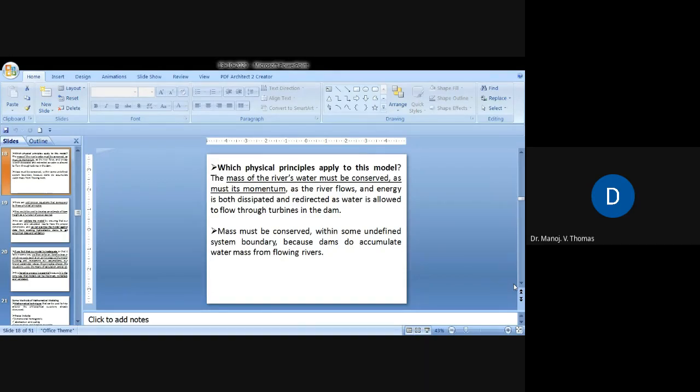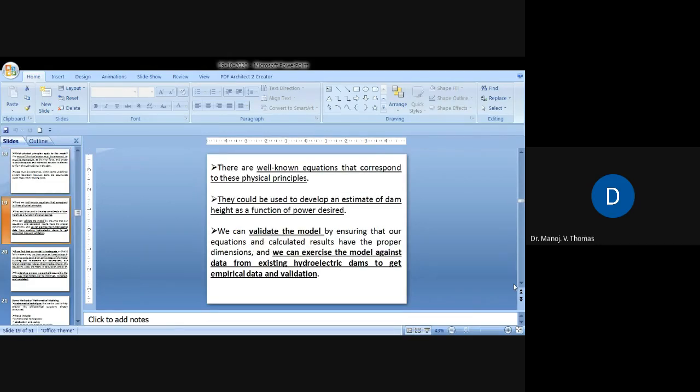Which physical properties are present in this model? The matter of the river's water must be conserved. I'm giving some examples. The mass of the river's water must be conserved, as must its momentum. As the river flows, the energy is both dissipated and redirected as water is allowed to flow through turbines in the dam. Mass must be conserved. So we are using physics within some undefined system boundary, because dams do accumulate water mass from flowing rivers. There are well-known equations that correspond to these physical principles.